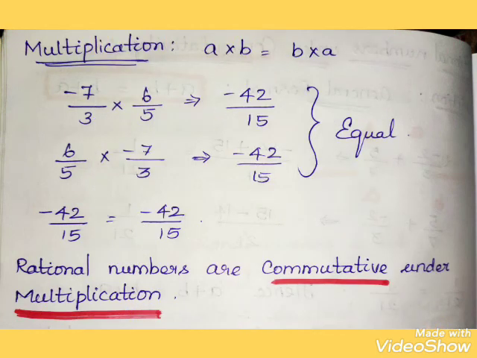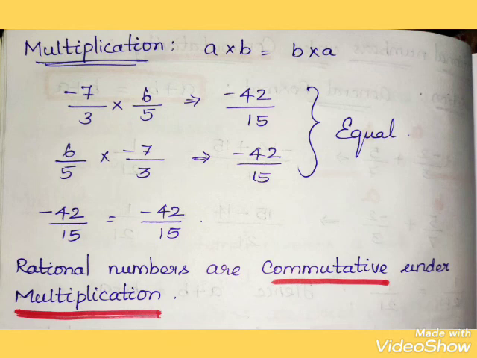Next is multiplication. A into B equal to B into A. So minus 7 by 3 into 6 by 5. 7 into 6, 42. Minus into plus, minus 42, divided by 3 into 5, 15. Next, B cross A. What is B? 6 by 5. What is A? Minus 7 by 3. If you multiply, we get minus 42 by 15. So both are equal. So rational numbers are commutative under multiplication. It satisfies the multiplication rule.